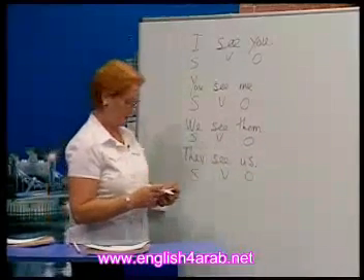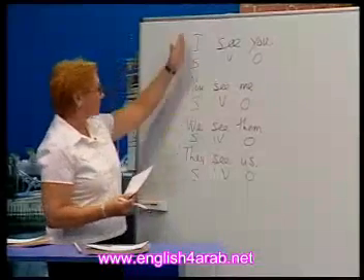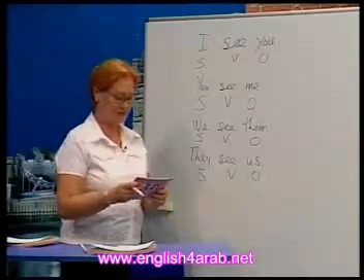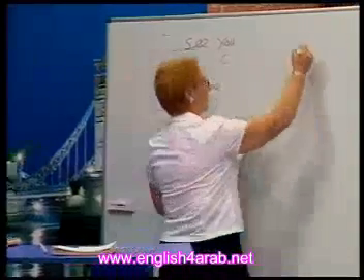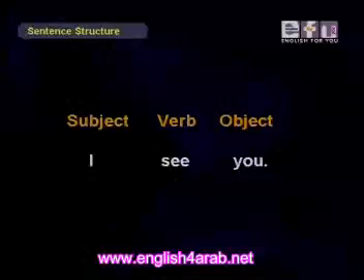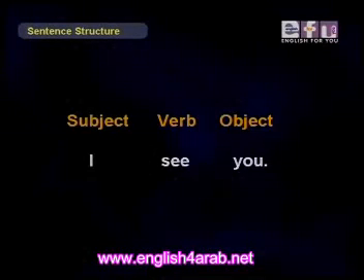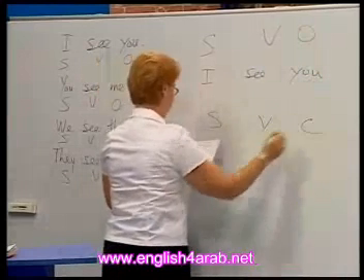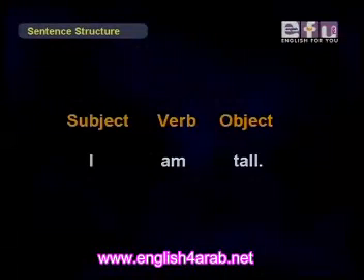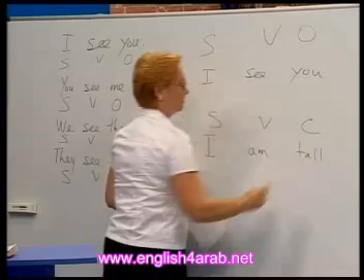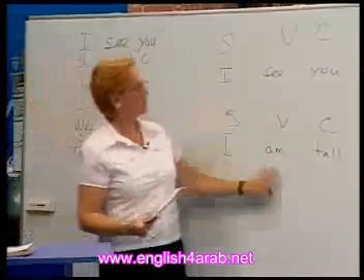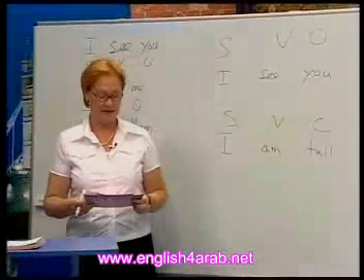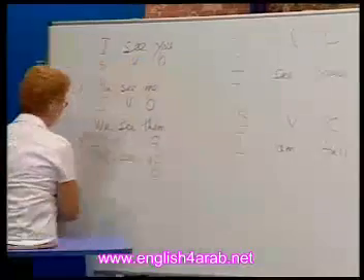Okay, now remember, in sentence structure, subject, verb, object, or complement. So, subject, verb, I see you, this is the object, or subject, verb, complement, I am tall. Okay? Subject, verb, object, or complement.